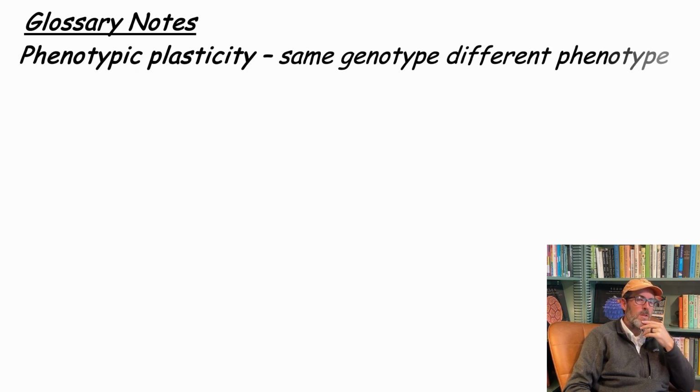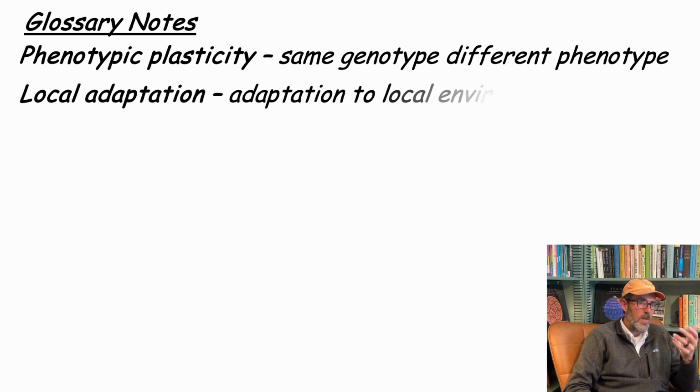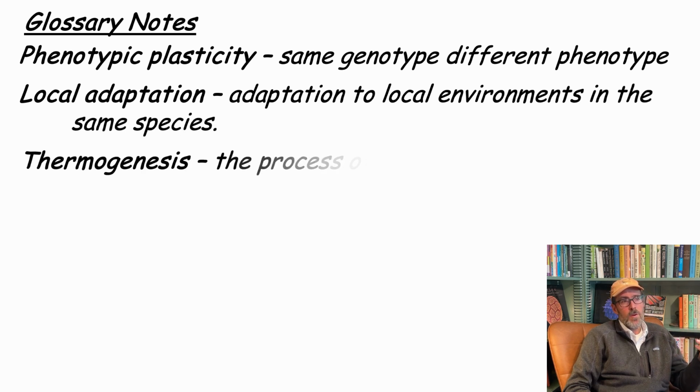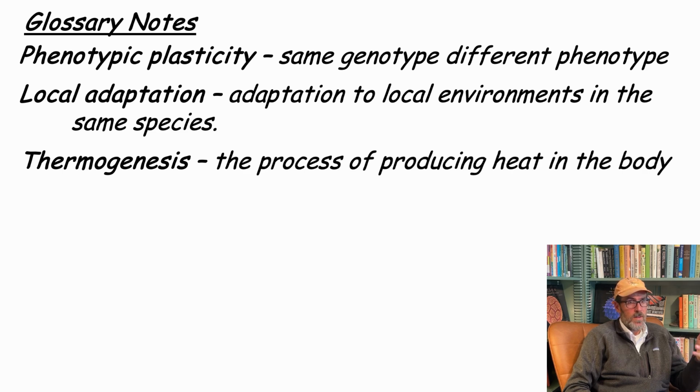We'll start with phenotypic plasticity. That's the same genotype producing a different phenotype, and we can see that in blood chemistry. Local adaptation is adaptation to a local environment in the same species. Thermogenesis is the process of producing heat in the body, and we'll see this under chilling experiments.